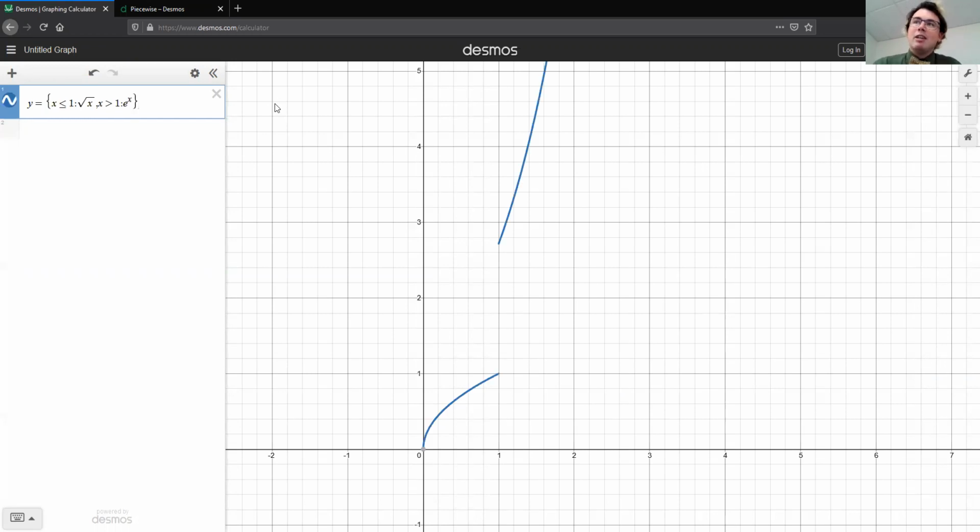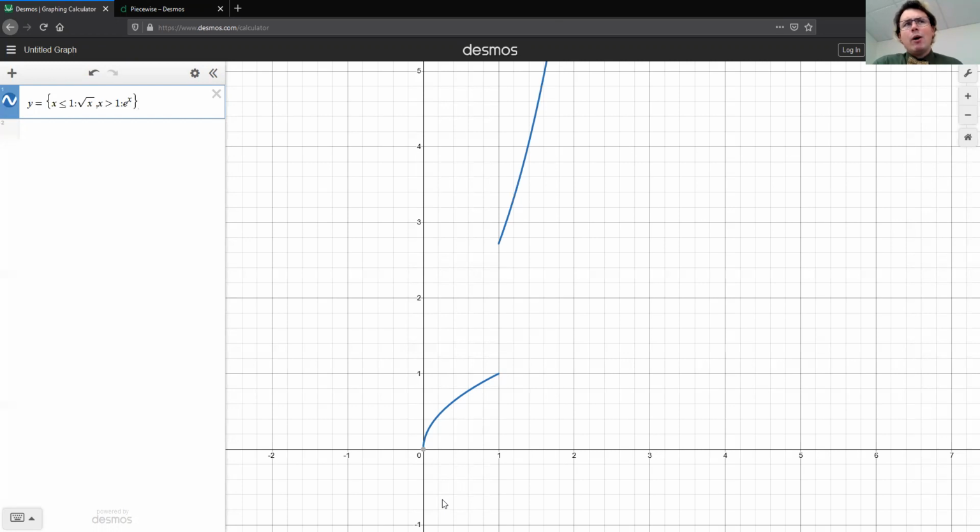So here in blue is the graph of my piecewise function. Down here, I'm using the square root formula. Up top, I'm using the exponential formula, but I've only got one y value for every x coordinate, so that is a function.